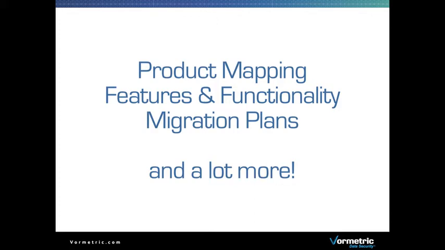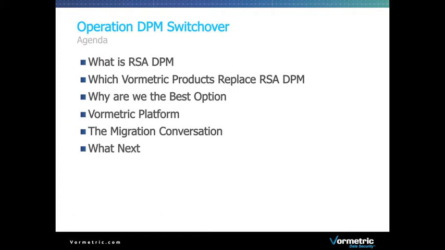Sure. Thanks, Michael. So on the agenda, what we'll talk about specifically is what is RSA DPM? What is that platform comprised of? And based on the product line that you're using or the different features that you've deployed in your environment from DPM, how does Vormetric map specifically to those products that you're using? I'll also cover why Vormetric is the best option when looking for a migration or replacement product to move out of RSA DPM. I'll dig a little deeper into the entire Vormetric platform and what additional options and capabilities Vormetric brings to the table outside of just the features of RSA DPM.